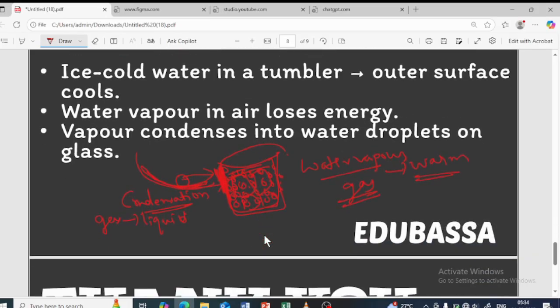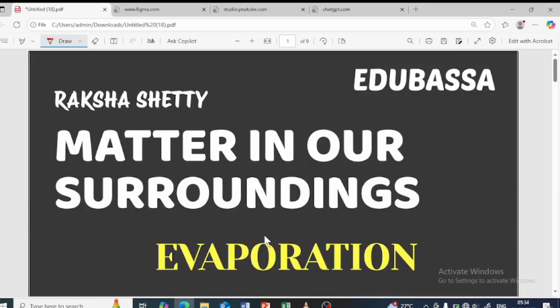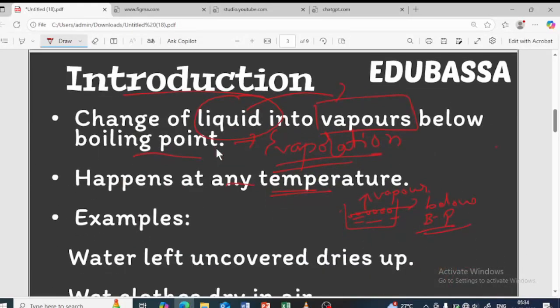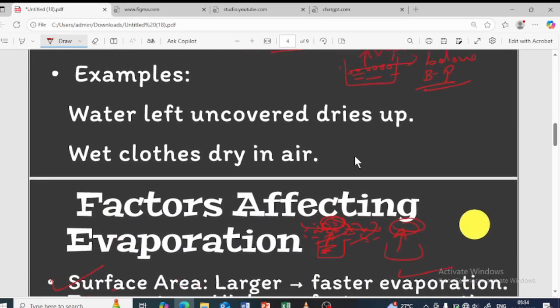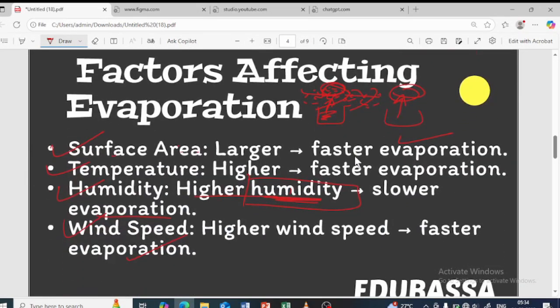That's about it. Okay, we will revise the topics which we have learned right now. So matter in our surroundings. Basically, evaporation is nothing but the change of liquid into the vapor state below the boiling point. Okay, so that is said to be what? Evaporation, and it takes place at any temperature. You might have seen wet clothes drying in the air, and all that is by the process of evaporation. Which are the factors which affect the evaporation?